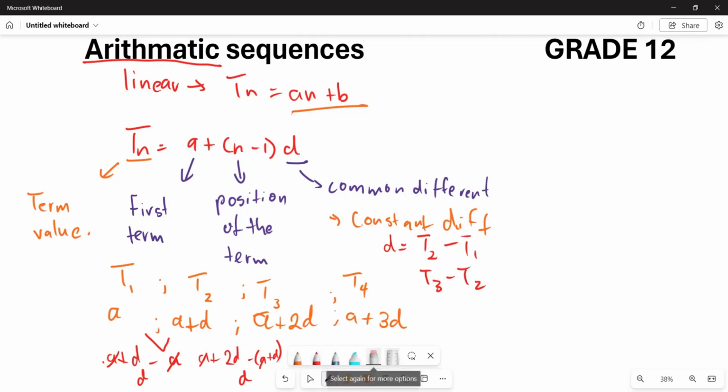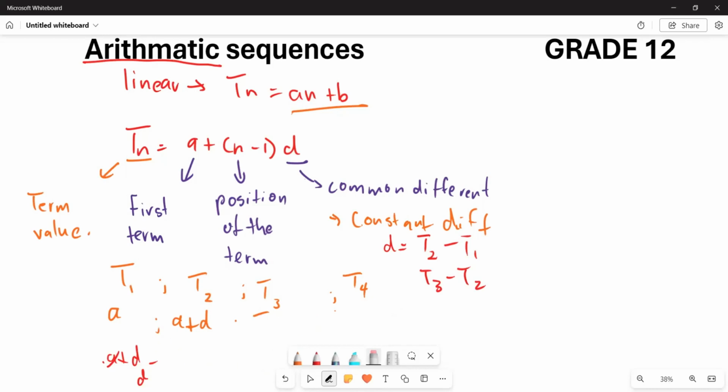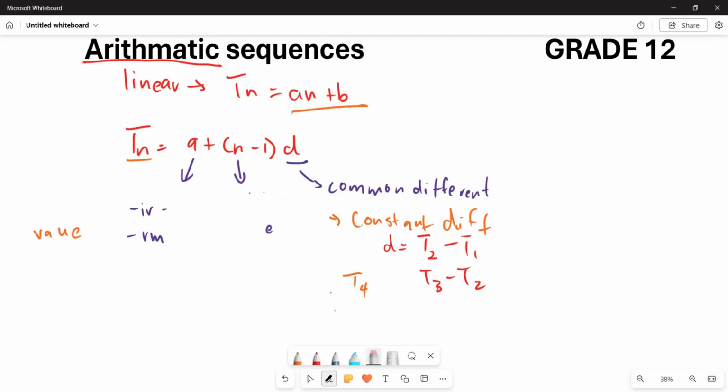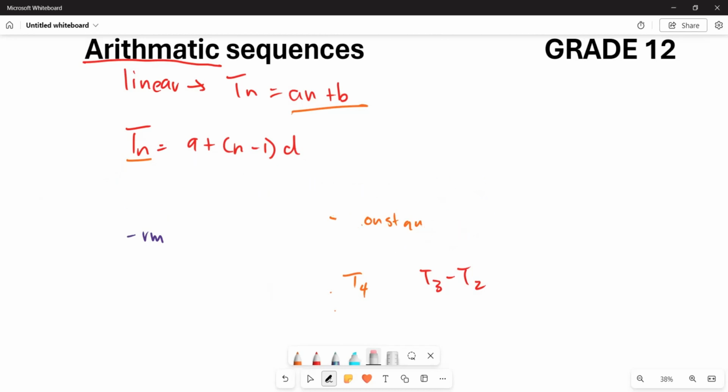Now, I want you to take note of this. Let's make up our space here. From an arithmetic sequence, we also have what we call an arithmetic series. But we are going to understand what an arithmetic series is through this particular example. Now, let's say I give you the pattern.